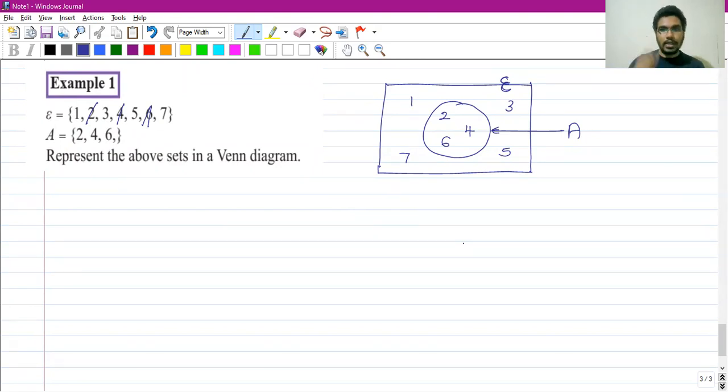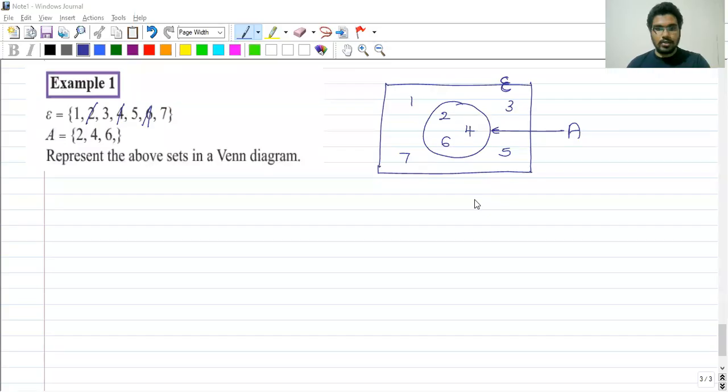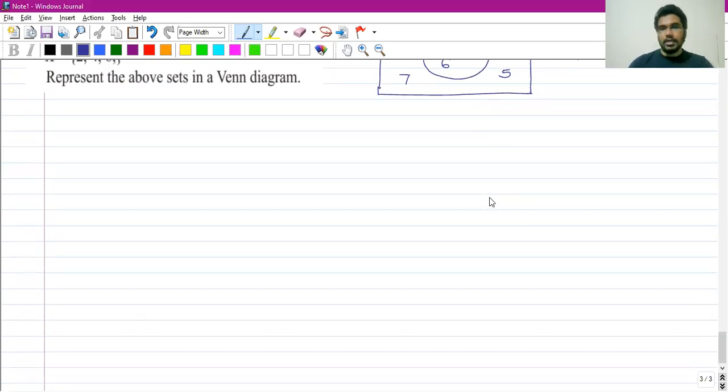So this is how we can represent this data in a Venn diagram. So in your questions in the exam, they do not give one subset like this. So they normally give two subsets. So here only one subset.